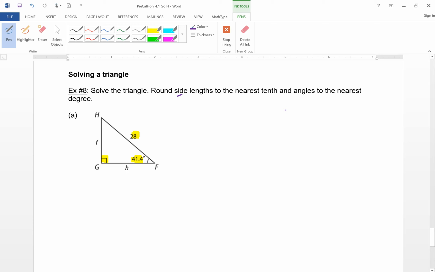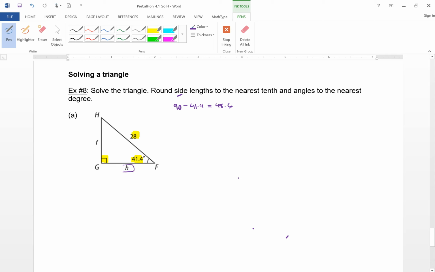So in this case, the angle is easy. We're going to do 180 minus 41.4. How much? 48.6. And now, to find the sides, I always like to use the information that they gave me in the problem. How is that 40.6? Oh, sorry, it's 90 minus that.